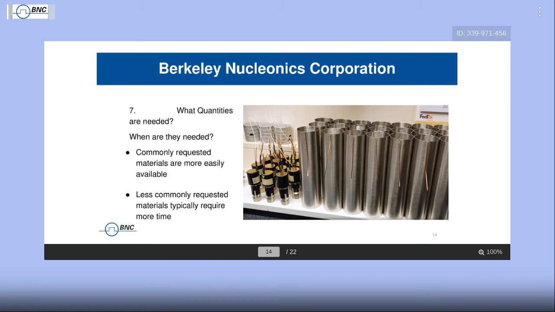And quantities, well, the more we have to make, again, the lead time is going to be much longer. But on the other hand, the price is going to be a little better by using this many photomultiplier tubes, by preparing this many housings. And we can provide an economy of scale, so it costs us less to produce each individual detector, and that kind of helps bring down the price.